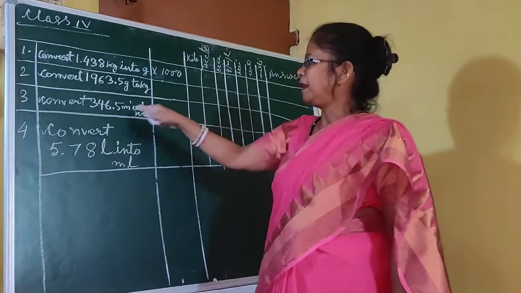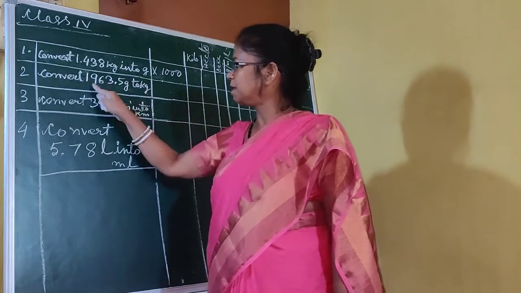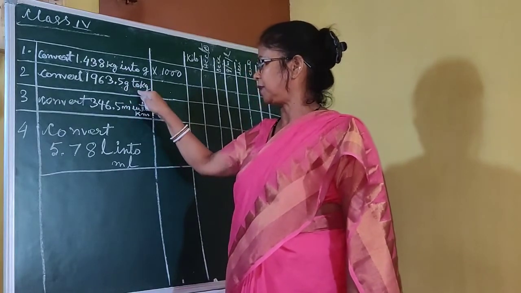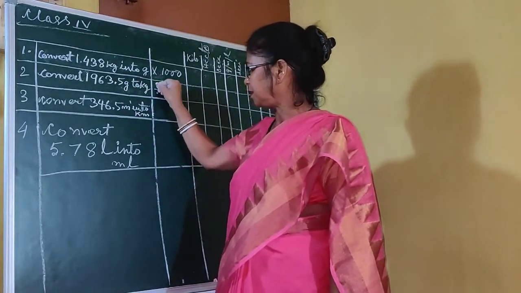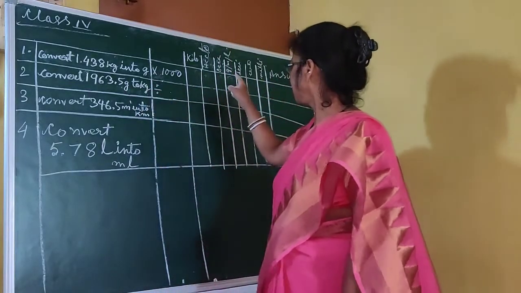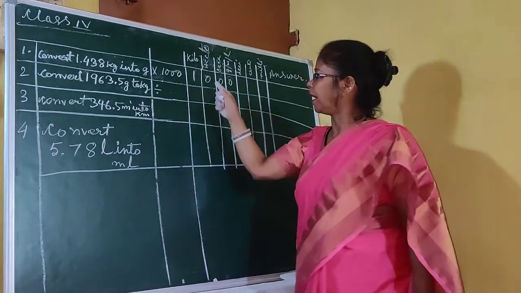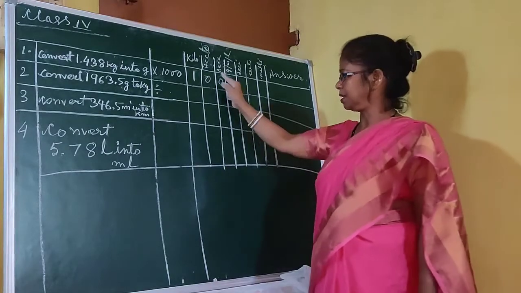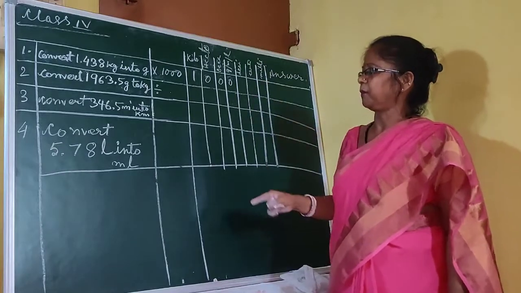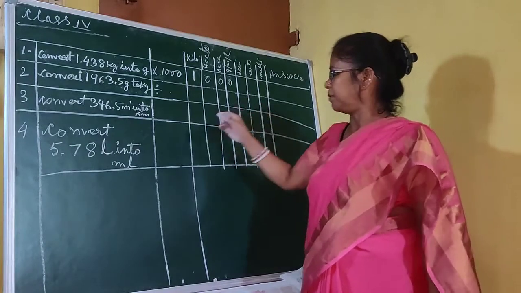Then next number, convert gram to kg. This decimal is gram to kg. So smaller unit to bigger unit, you have to divide. Find out from the table: 1 kg equals 1000 gram. So the gram value you have to convert to kg, divide by 1000.